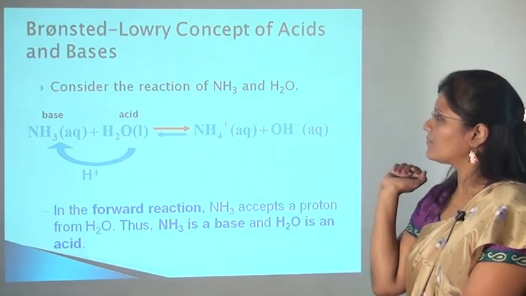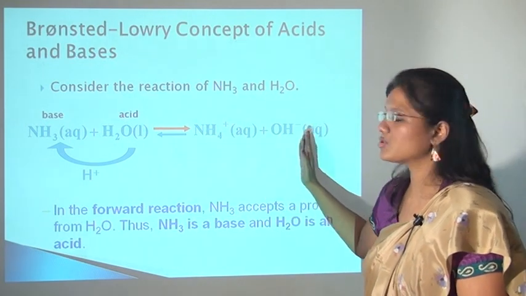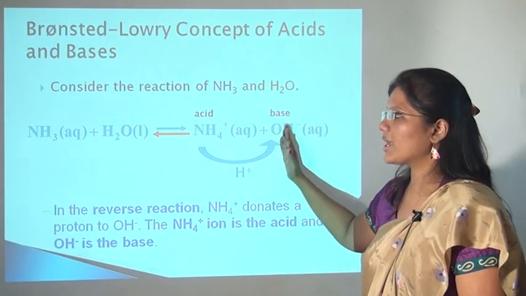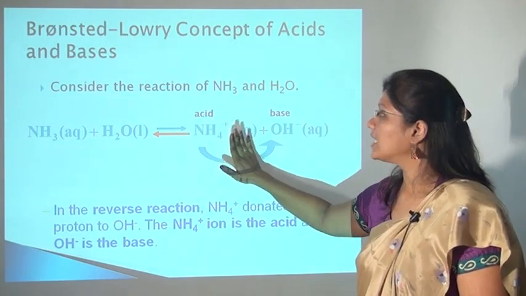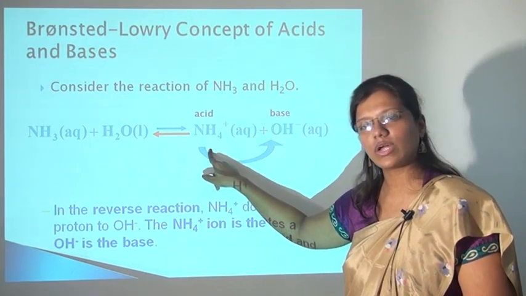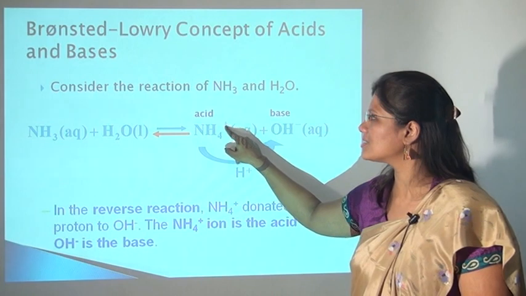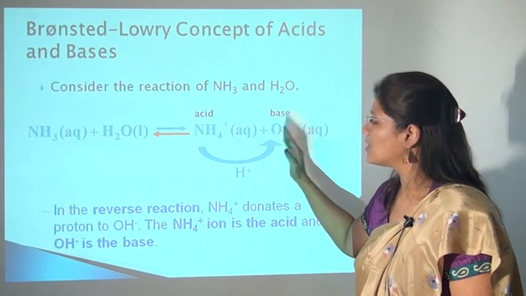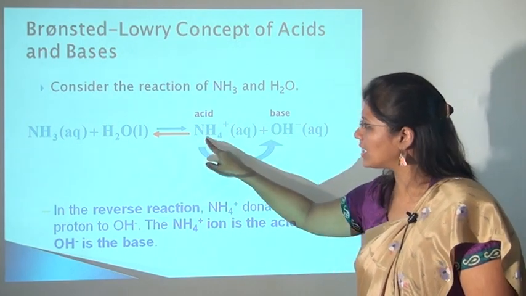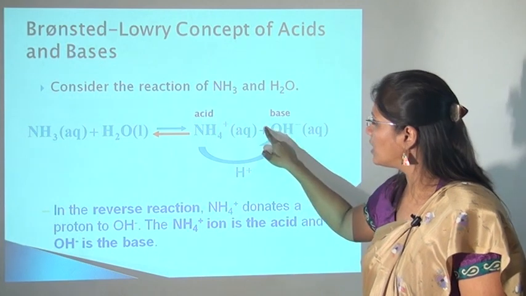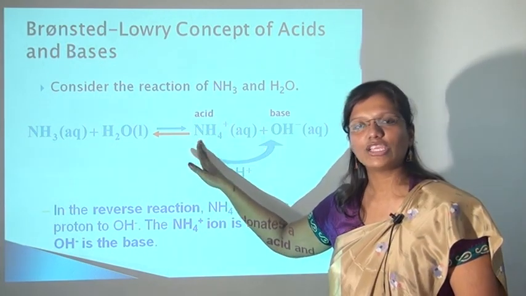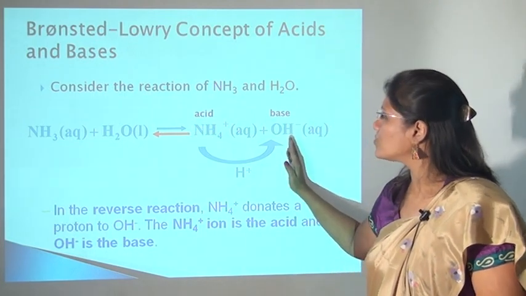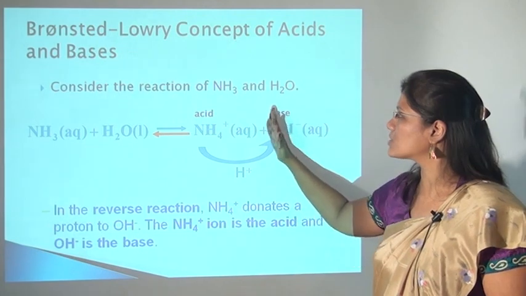Now come to this side. Here you form NH4 plus and OH minus. When these both react together to form NH3 and H2O, what happened? Here NH4 plus has one extra hydrogen, and it donates it to the OH minus ion. So NH4 plus is donating the H plus ion to OH minus, therefore it becomes a Lowry-Bronsted acid, while OH minus is accepting the proton, therefore it becomes a Lowry-Bronsted base.